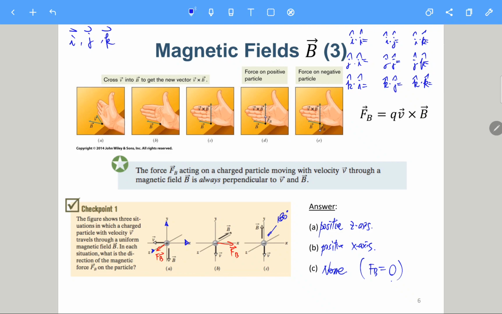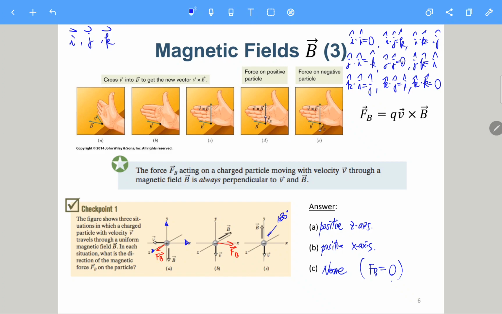Actually, these 3 are zeros. These 3 are zeros. And i cross j will be k. j cross k will be i. And then k cross i will be j. And then i cross k will be minus j. j cross i will be minus k. k cross j will be minus i. So there are totally 9 identities for the unit vectors in the Cartesian coordinate.